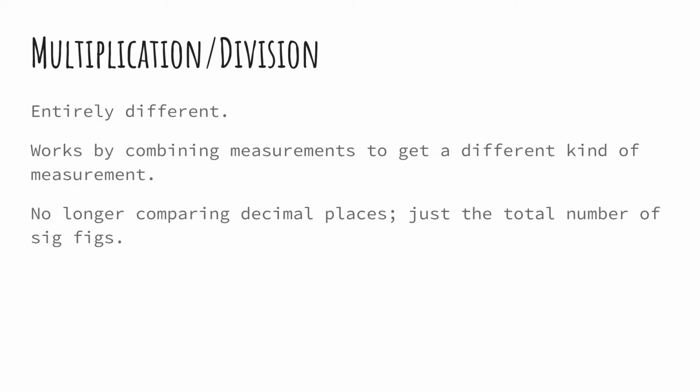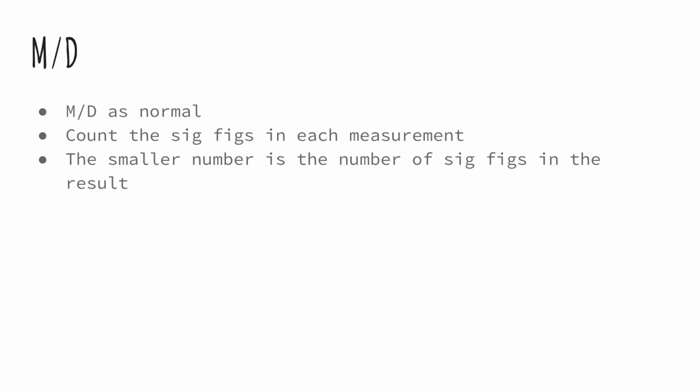So it's not so much about decimal places. It's about the total number of significant figures. When you do your multiplication and division, you do that as normal. Then you count the total number of significant figures in each measurement. Whichever one has fewer significant figures, that's how many significant figures your answer has. So it's just the total amount of information in the number rather than the number of decimal places.